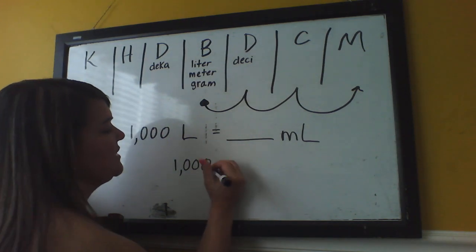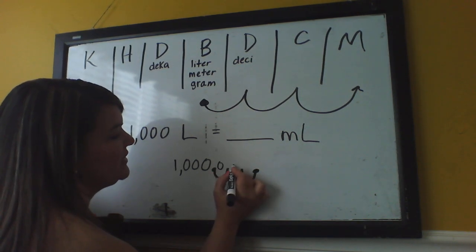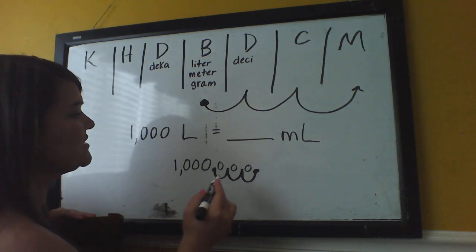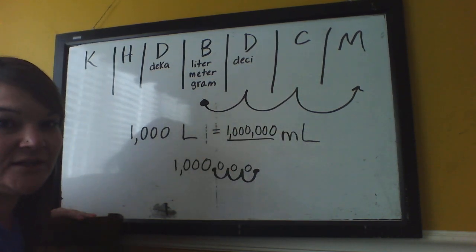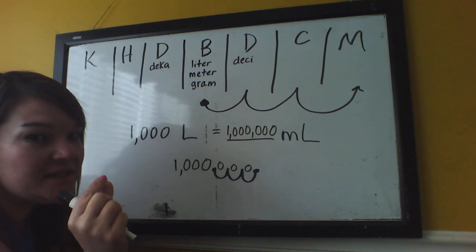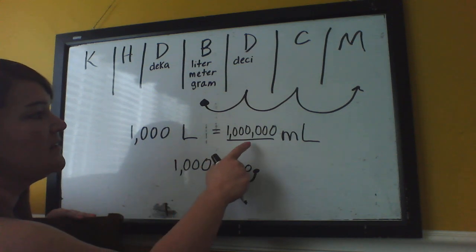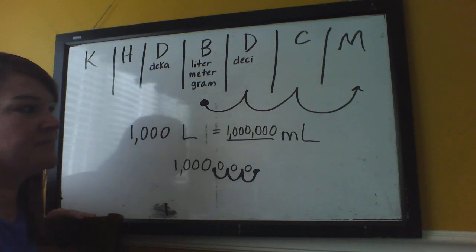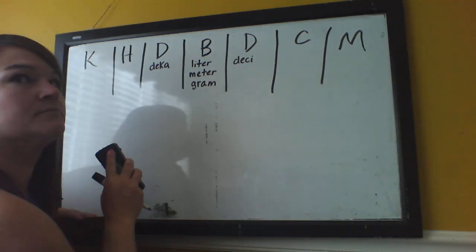I'm going to do the same thing with my decimal. 1, 2, 3. And all of these little spaces, I'm going to give it a 0. Okay? So if I put my answer down, 1,000 liters is actually worth 1 million milliliters. 1 million. Now ask yourself, why is it going to take 1 million milliliters? That's because milliliters are super, super tiny. They're only worth about 5 drops of water. So it's going to take a lot more milliliters than it will liters because they're super, super tiny. Okay?